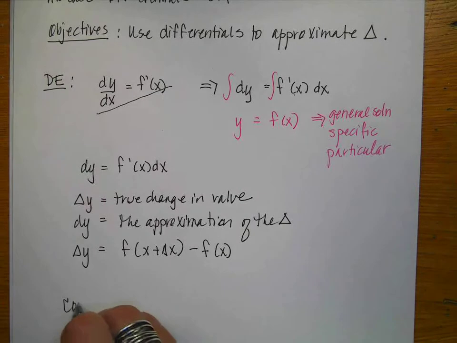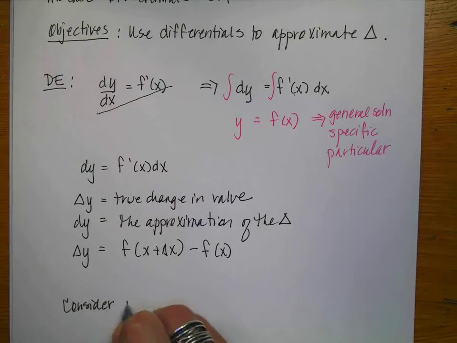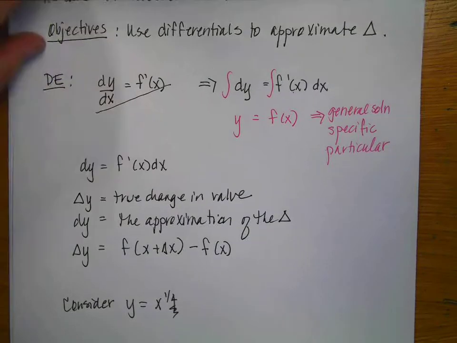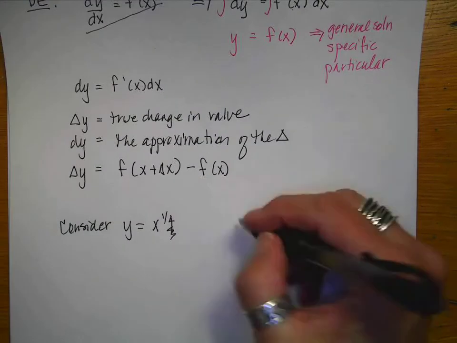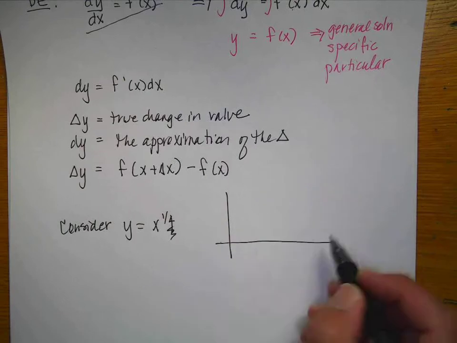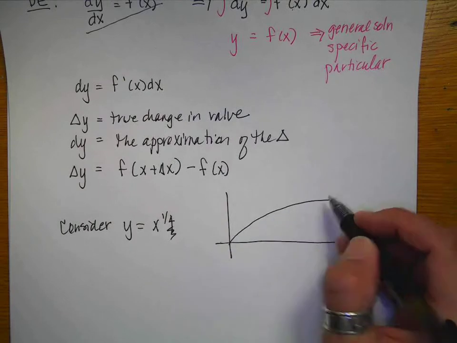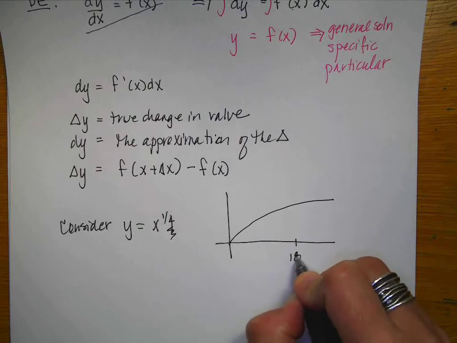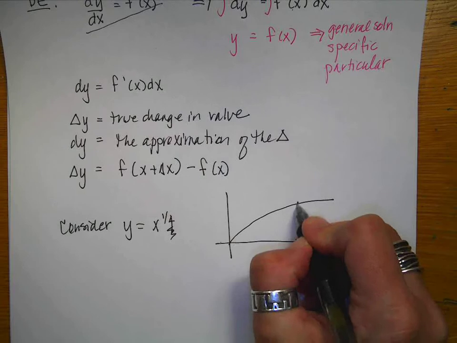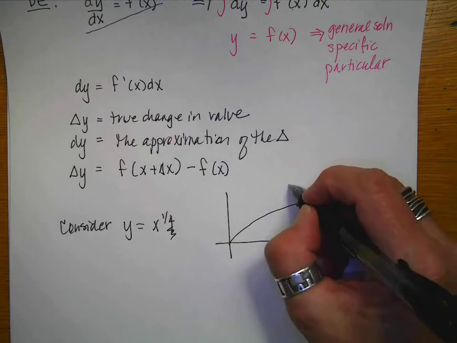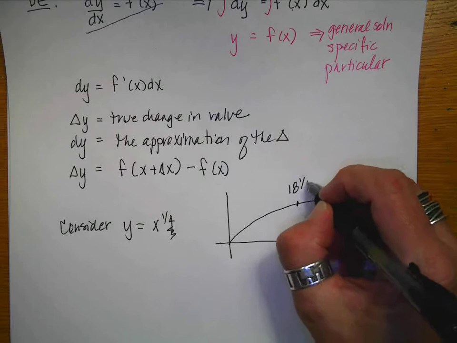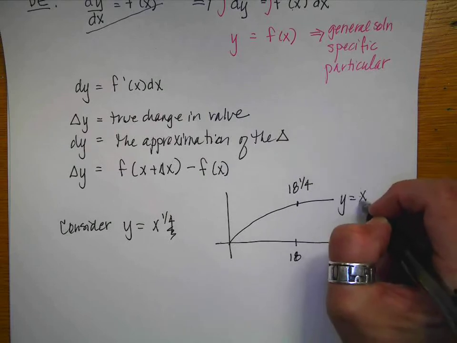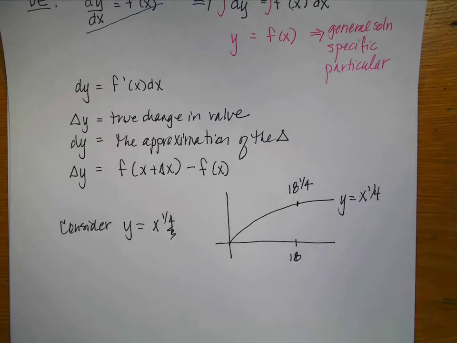So I want to talk about a function. Let's talk about y is equal to x to the 1/4. Oops, that's a really excited 4. So when I look at that graph, the graph would look like this. Okay, and I'm going to blow it up, and I'm going to include this point, 18, and then the y value would be 18 raised to the 1/4. So this would be the function y is equal to x to the 1/4, okay?